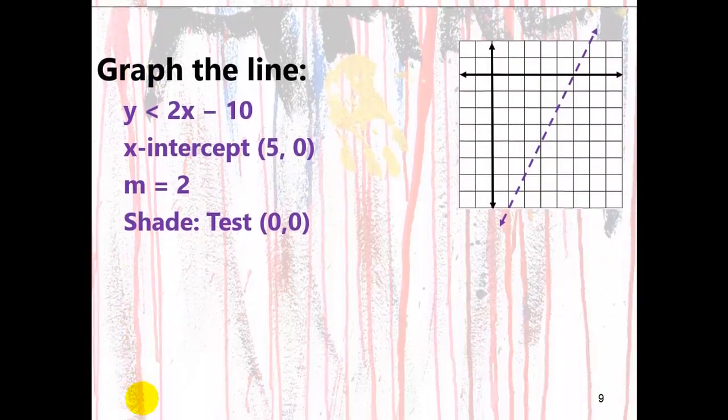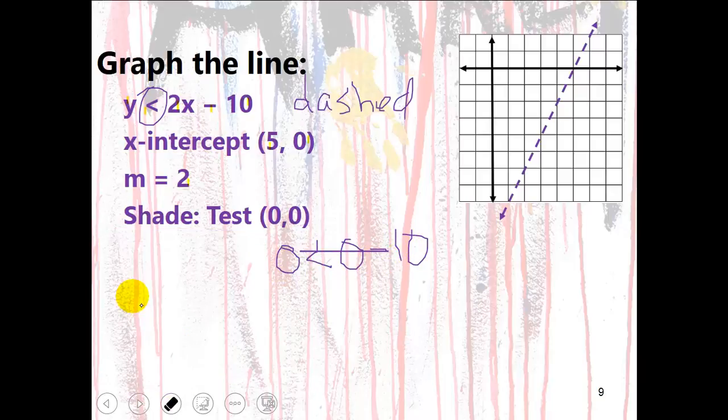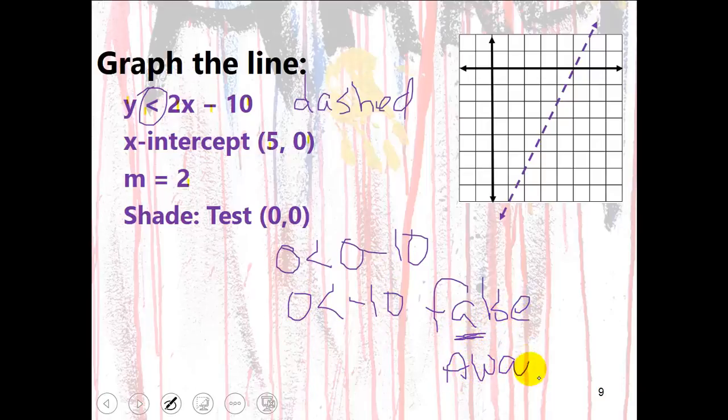Last one. I have y is less than 2x minus 10. I use the x-intercept (5, 0) and the slope 2. I made a dashed line because of my inequality symbol. I'm going to test the point (0, 0) because it's not on the line. Is 0 less than 0 minus 10? Is 0 less than -10? That's false. So I'm going to shade away. Just like that. All right.